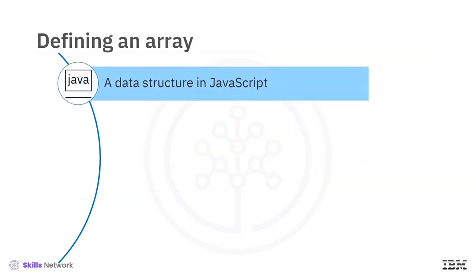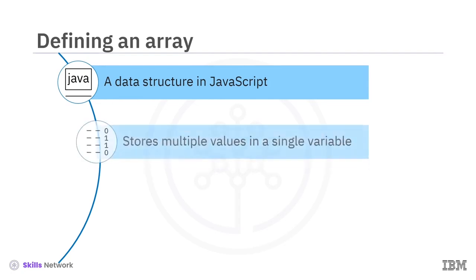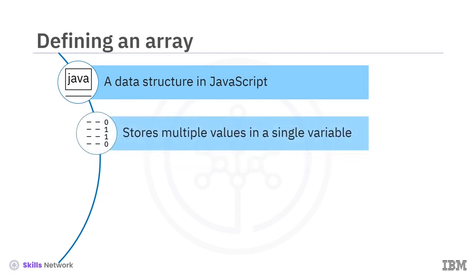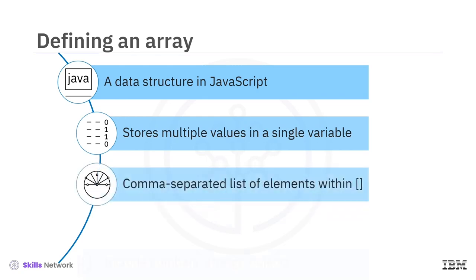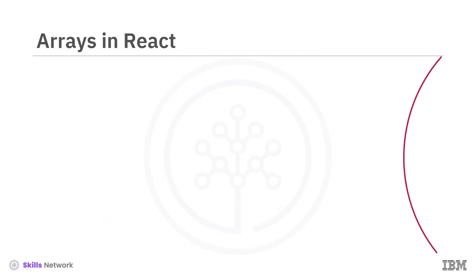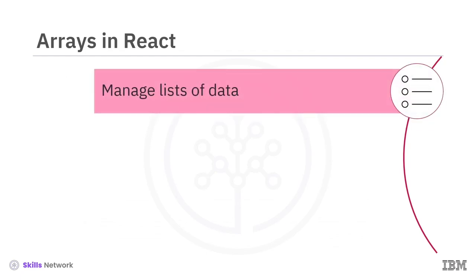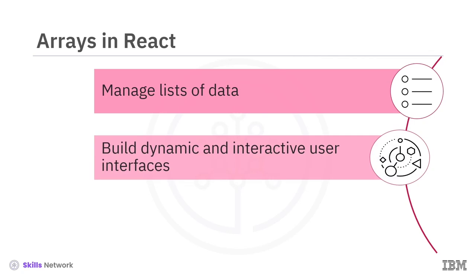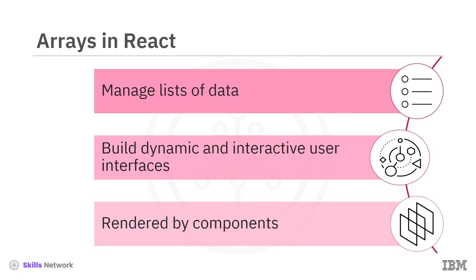An array is a data structure in JavaScript used to store multiple values in a single variable. It is defined by enclosing a comma-separated list of elements within square brackets. Arrays can contain elements of any data type, including numbers, strings, objects, or even other arrays. In React, arrays are commonly used to manage lists of data and are essential for building dynamic and interactive user interfaces. React components often render arrays of elements or data, and there are various ways to declare arrays in React and traverse their elements within components.